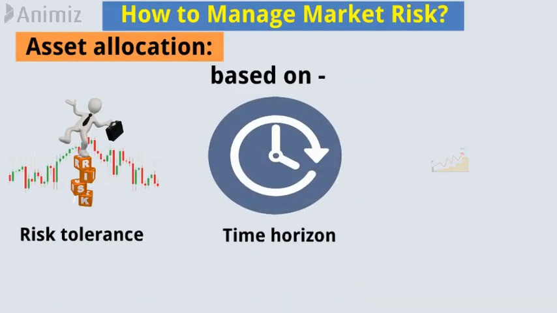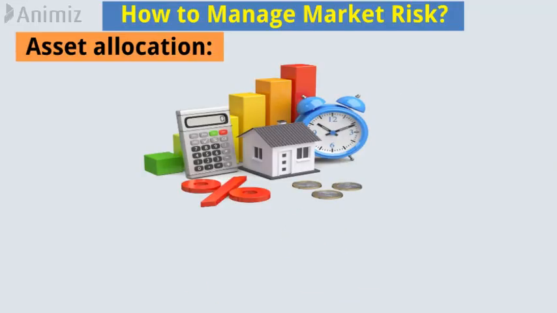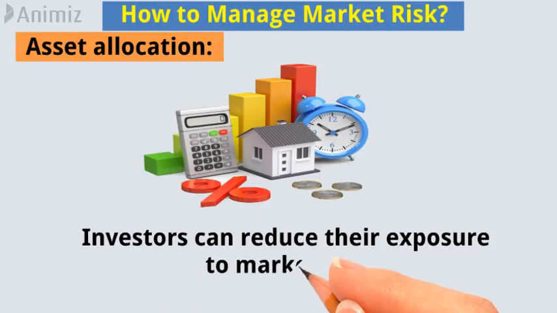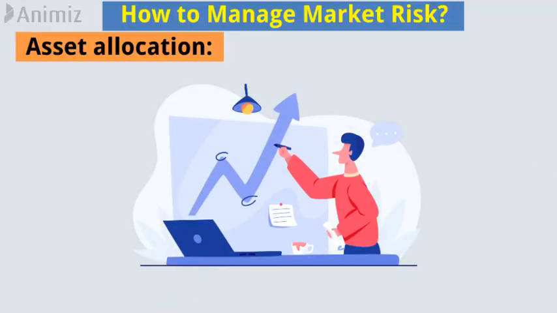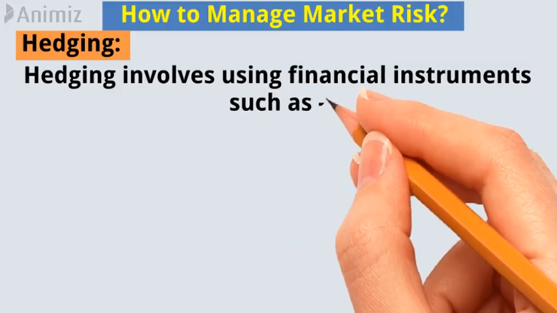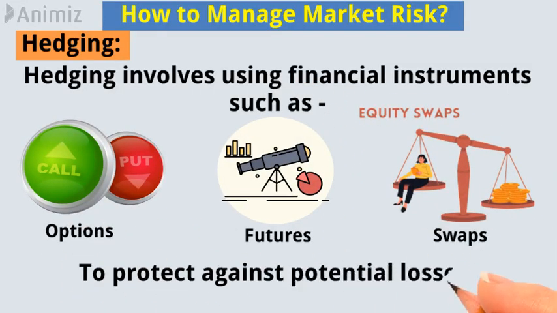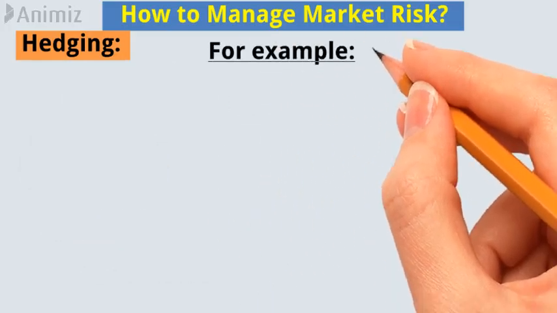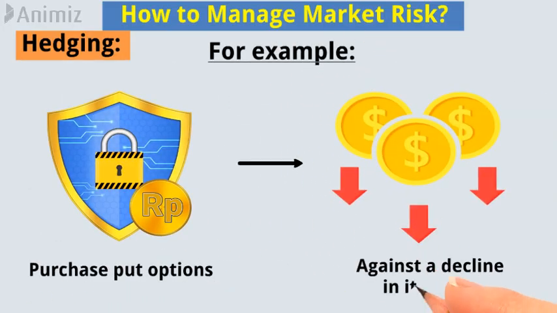Asset allocation. Asset allocation involves determining the appropriate mix of investments based on an investor's risk tolerance, time horizon, and financial goals. By balancing different types of assets, investors can reduce their exposure to market risk while still achieving their desired level of return. Hedging. Hedging involves using financial instruments such as options, futures, or swaps to protect against potential losses. For example, an investor may purchase put options on a stock to hedge against a decline in its value.